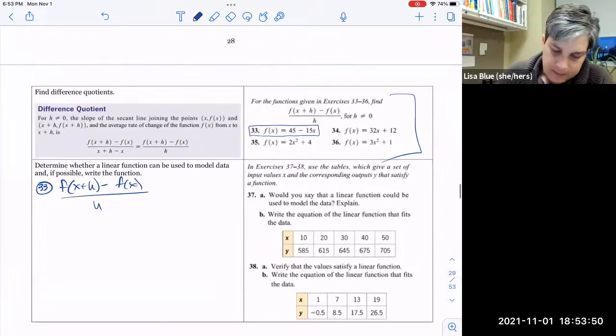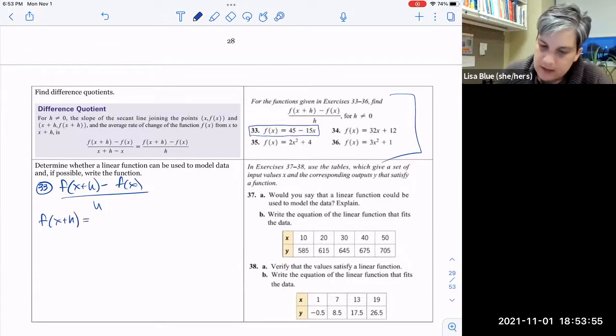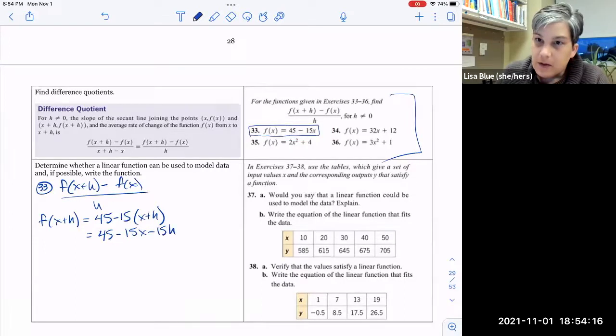So this f of x plus h means that we're going to take our original f of x function, 45 minus 15, and then instead of saying times x, we're going to say times x plus h. So f of x plus h will give us 45 minus, we got to distribute -15 to x and -15 to h. Now, none of those are like terms because they've got x variable and h variable. So that's f of x plus h.